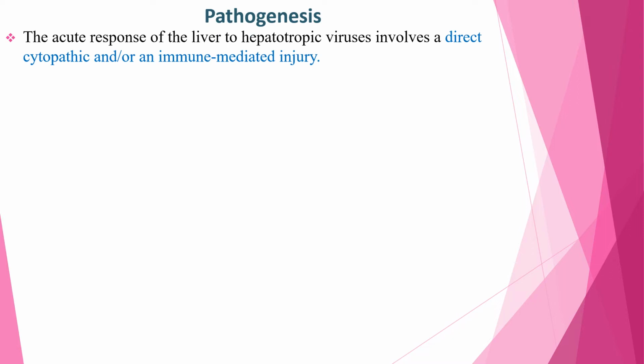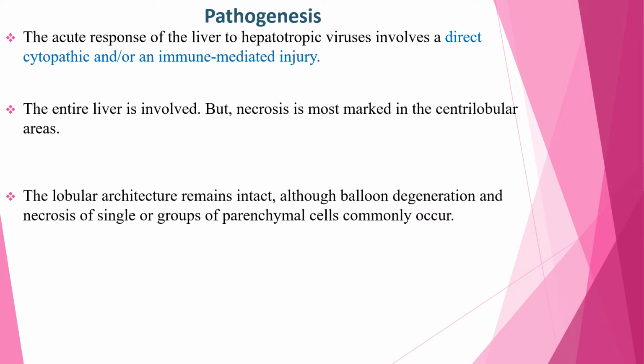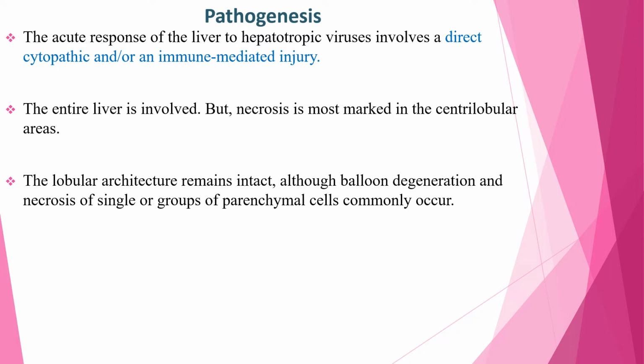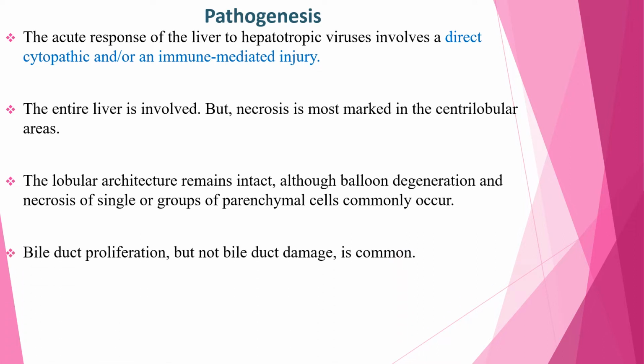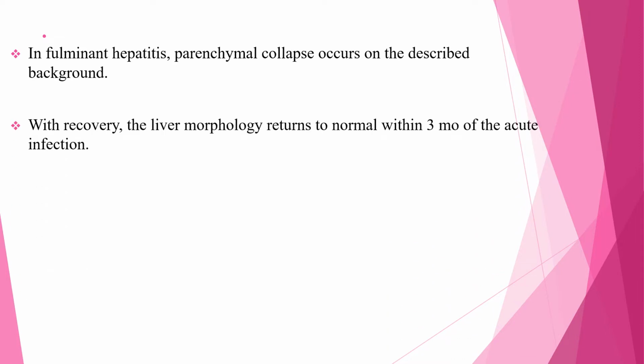When we look at the pathogenesis, the acute response of the liver to hepatotropic viruses involves a direct cytopathic and/or an immune-mediated injury. The entire liver is involved, but necrosis is most marked in the central lobular areas, and the lobular architecture remains intact, although balloon degeneration and the necrosis of single or groups of parenchymal cells commonly occur. Bile duct proliferation, but not bile duct damage, is common. In fulminant hepatitis, parenchymal collapse occurs on the described background. With recovery, the liver morphology returns to normal within 3 months of acute infection.